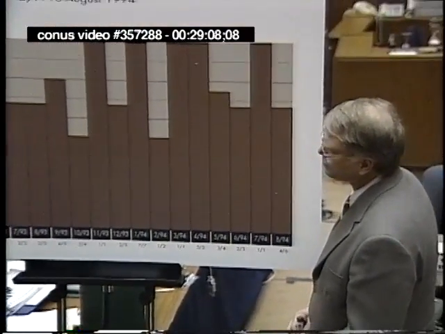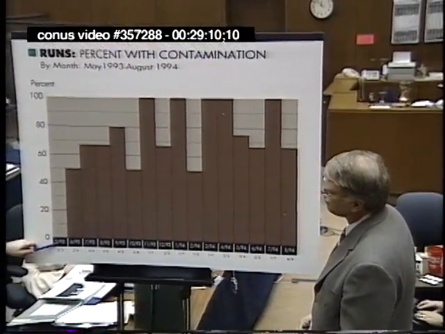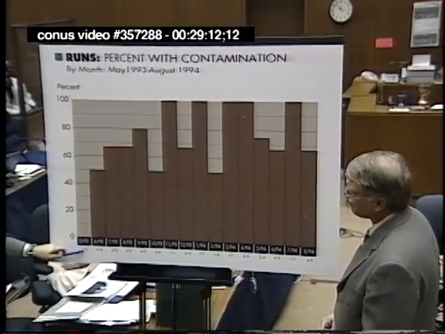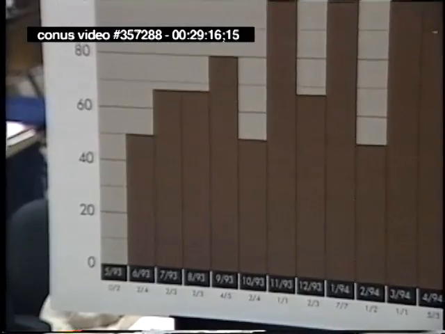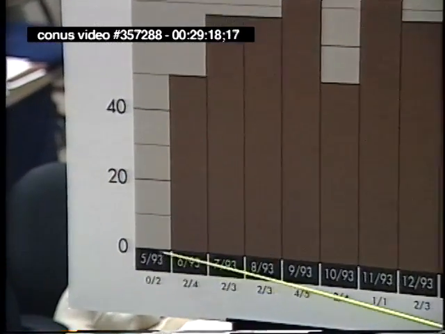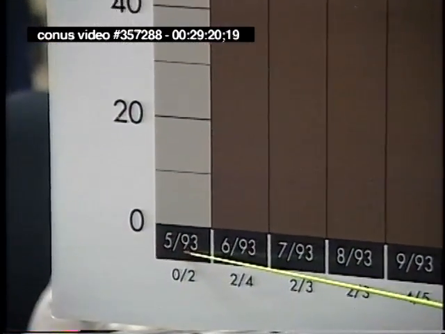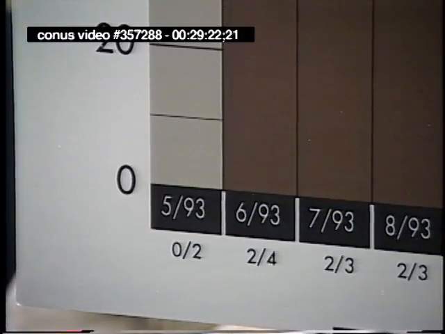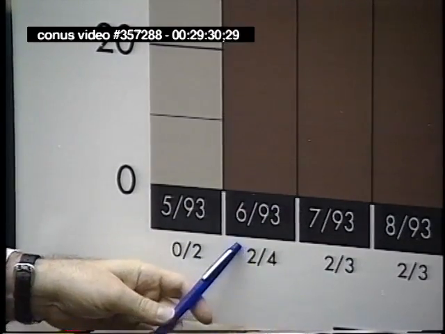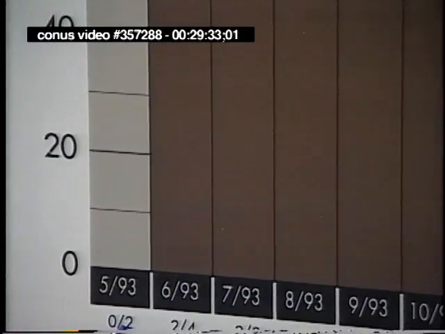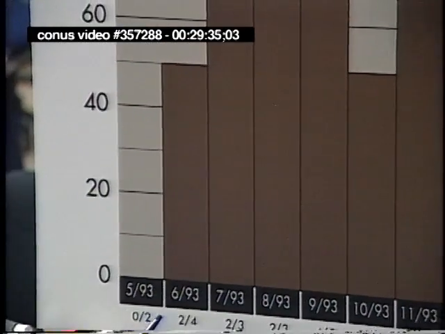Well, these charts represent, let's just take May of 1993, there were two runs, but you didn't see any contamination in that run in that laboratory. That's correct. They started in May, and they did 45 strips, if I remember correctly. None of those strips showed any indication of the kinds of things we're talking about as either artifacts or contamination. All right, and that represents two runs. That's only 2 days, that's right.